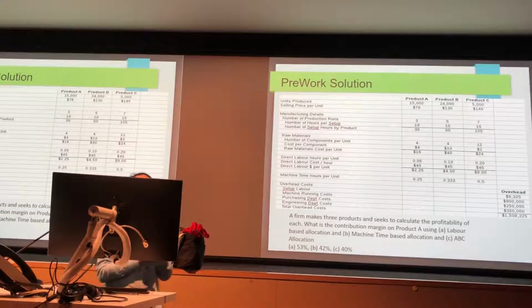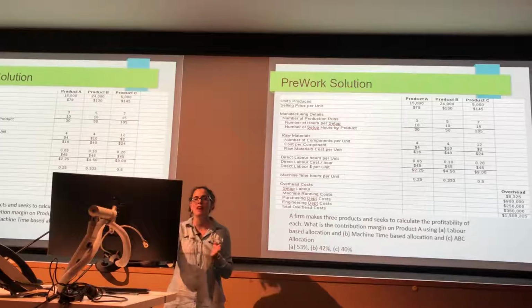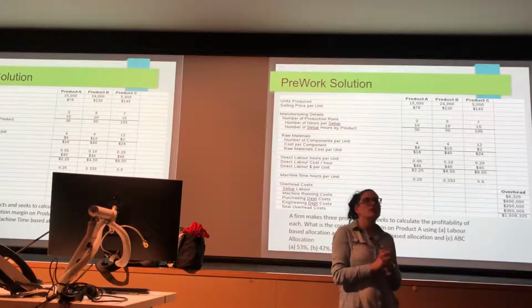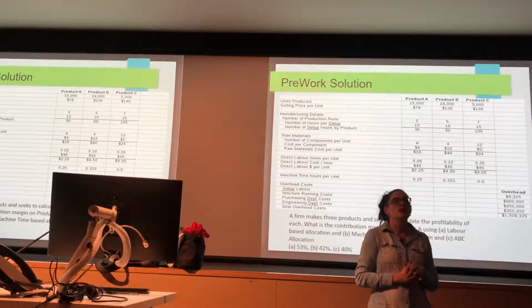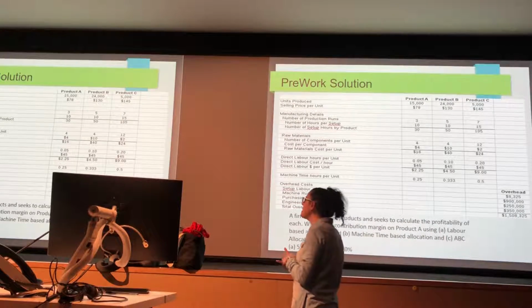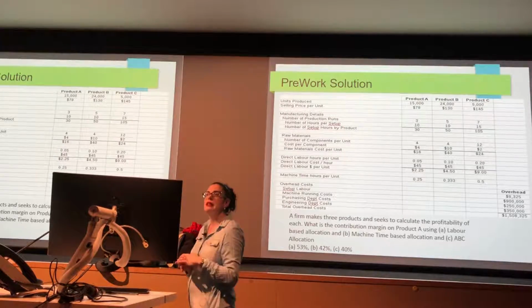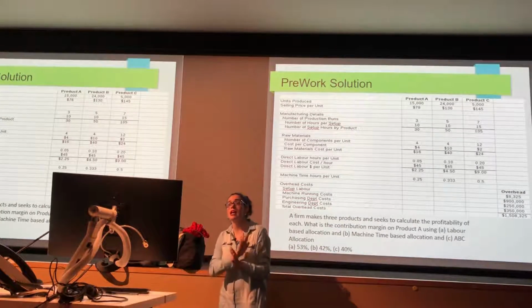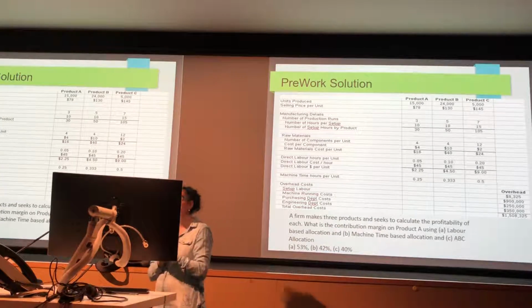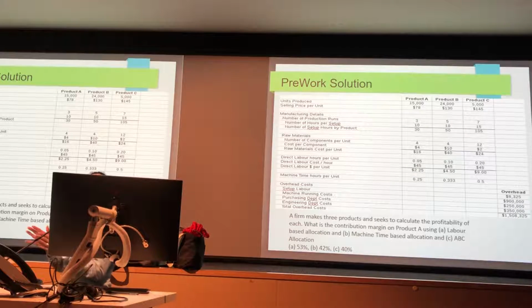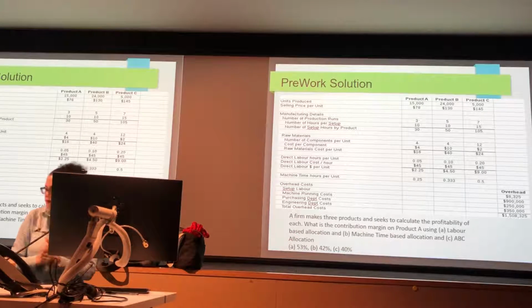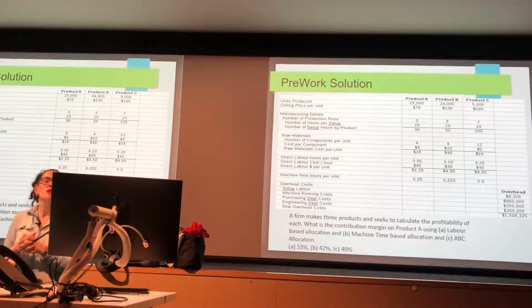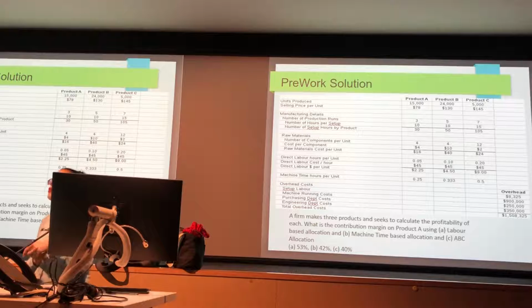What do you guys think would be a good base for that? Is there anything there that mimics the word setup? What about the first one? Number of setup hours by product. Set up labour, setting it up, so that would be its allocation driver, I would say. What about machine running costs? What about machine time hours per unit?